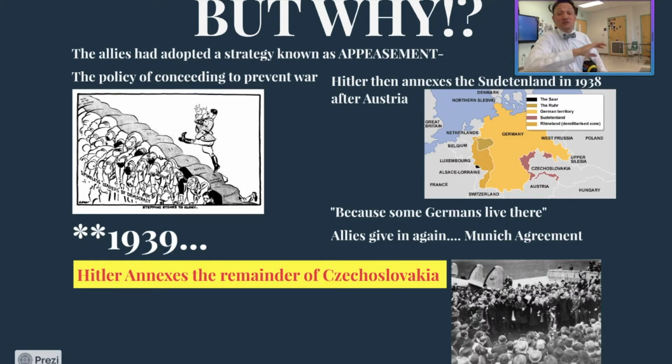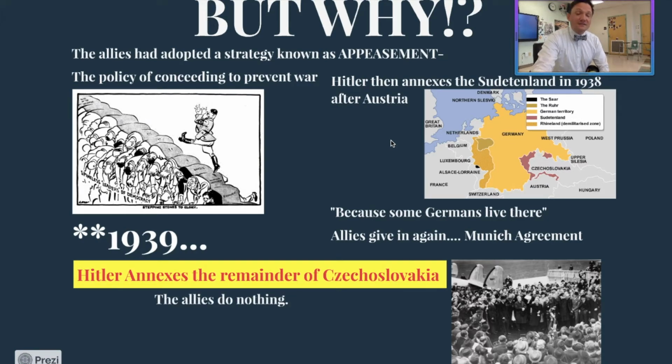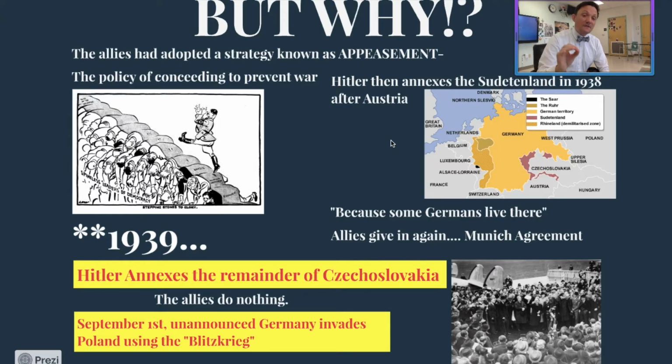Hitler then annexed the remainder of Czechoslovakia, the rest of the country, and has now doubled his country in size, right? The Allies still did nothing. They wouldn't do anything until September 1st, when an unannounced Germany invaded Poland using the Blitzkrieg method, right? So on September 1st, 1939, World War II would begin because Germany invaded Poland using their Blitzkrieg. And we're about to talk about what the Blitzkrieg is here in about 2 seconds, okay?